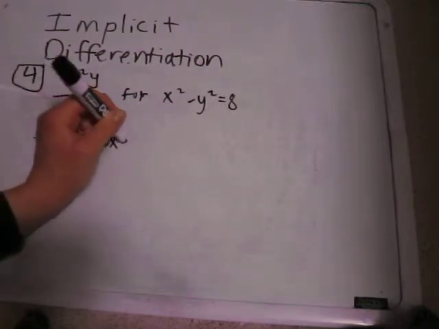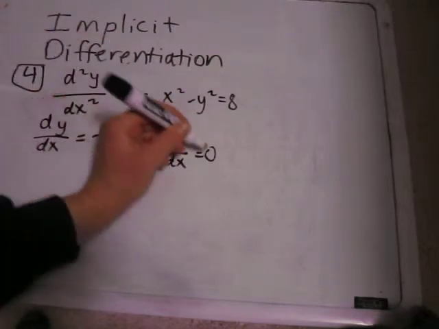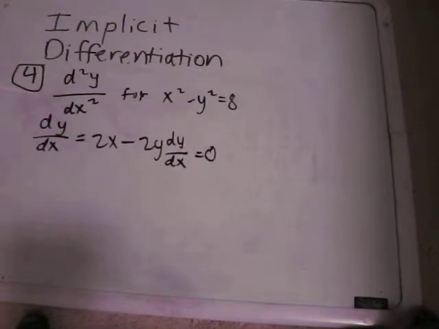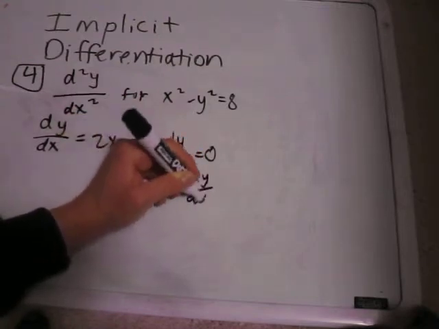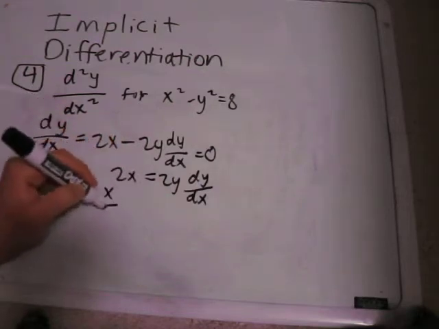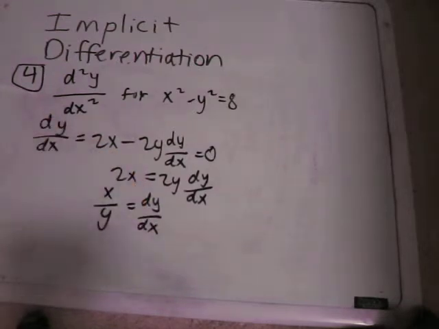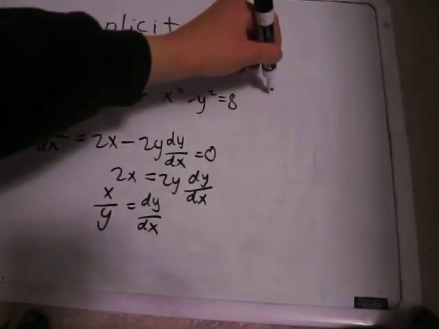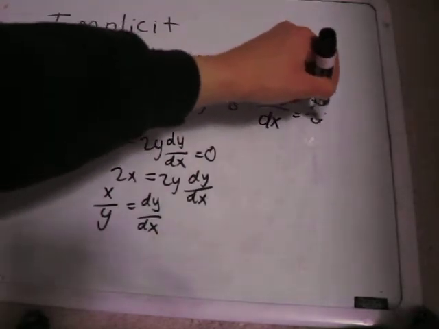At first we're just going to find dy/dx using implicit differentiation. So 2x minus 2y dy/dx equals 0. So then we're going to move the dy/dx to the other side and then divide. So we're going to have x over y equals dy/dx. So that's just our first step. We're not done yet. So I'm going to write that over here to the side. dy/dx equals x over y.